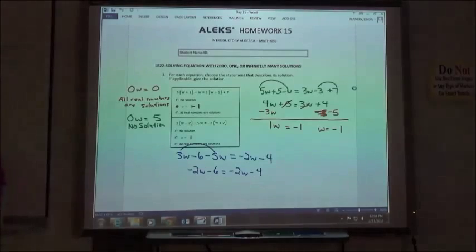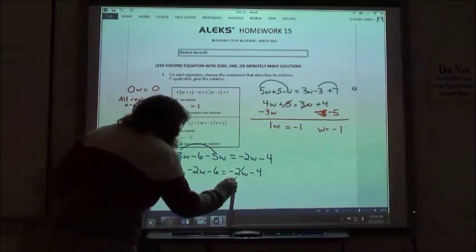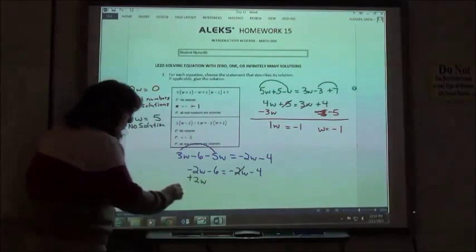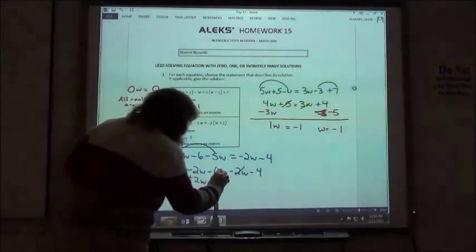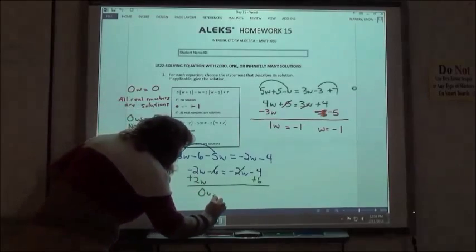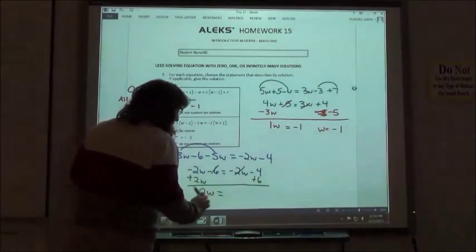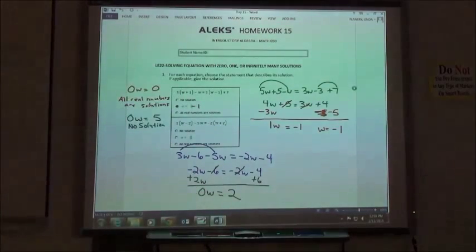Now we want to start rearranging that, so what are we going to do? Negative 2 plus 2. So we're going to add our 2W and get 0W. Then we're going to drop our 6 down and add our 6. So we're going to get 0W equals, negative 6, negative 2. How about positive 2? Oh, okay. How about that?